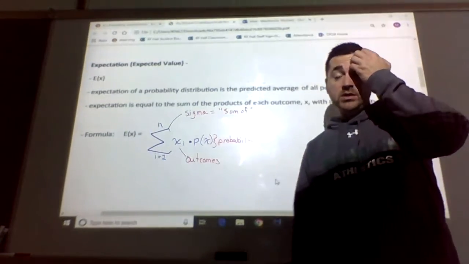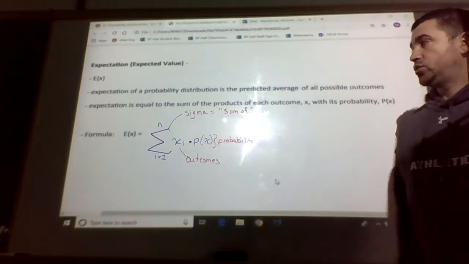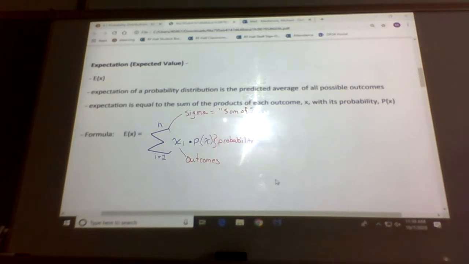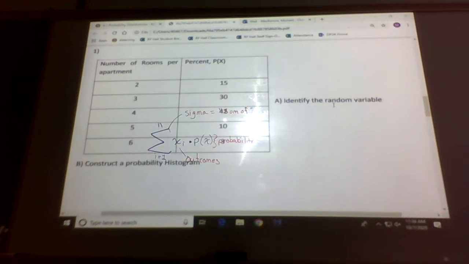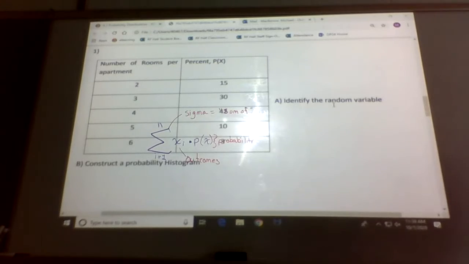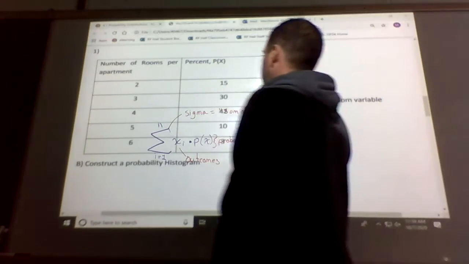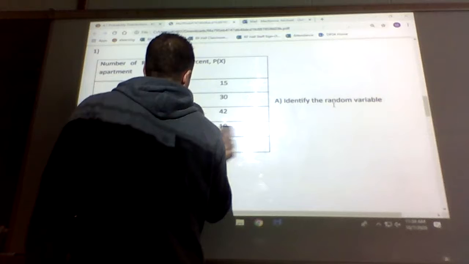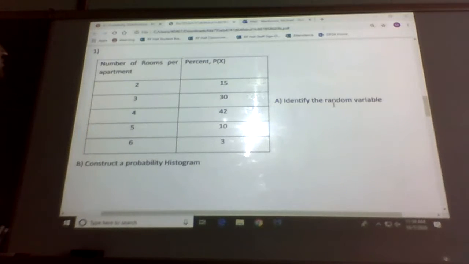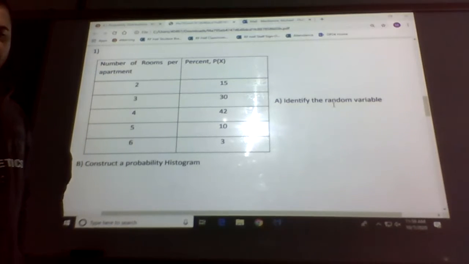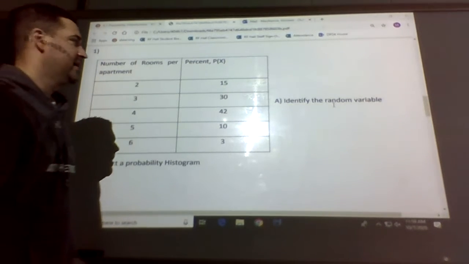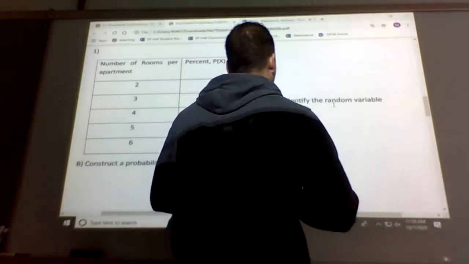Okay, now going through the examples. Okay, so number one, the number of rooms in an apartment and the percent of those apartments. A, identify the random variable. So the random variable is the variable that you're looking at. And in this case, it's the number of rooms.